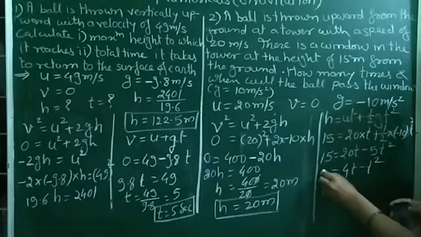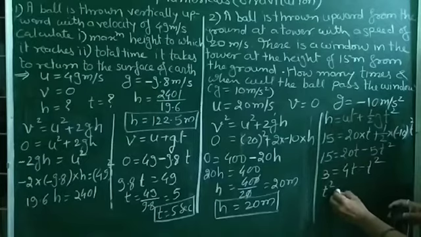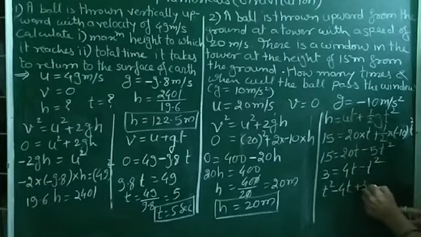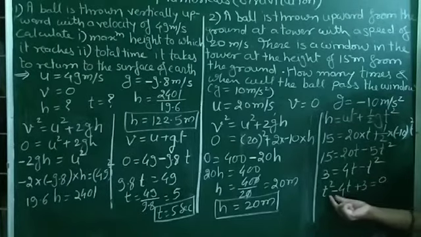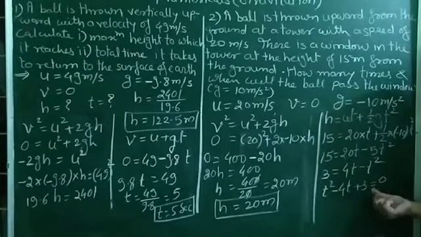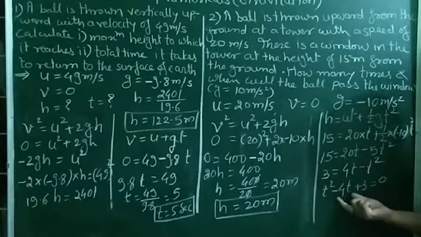and therefore there will be 3. So t square minus 4t plus 3 is equal to 0. Now this is a quadratic equation. Now this quadratic equation we have to solve. Now how do we solve the quadratic equation?